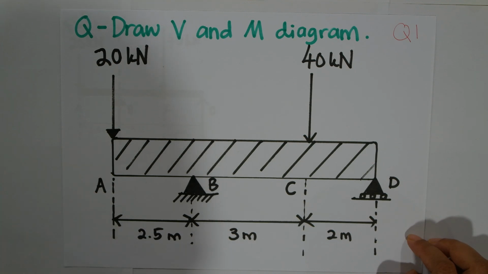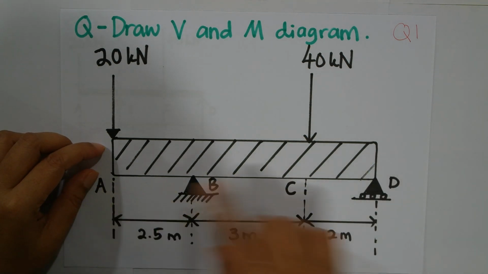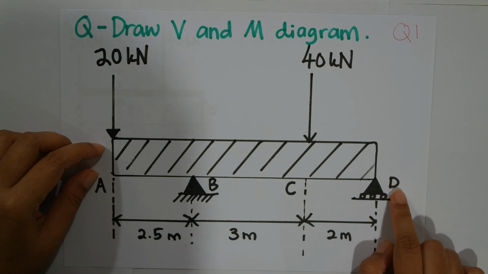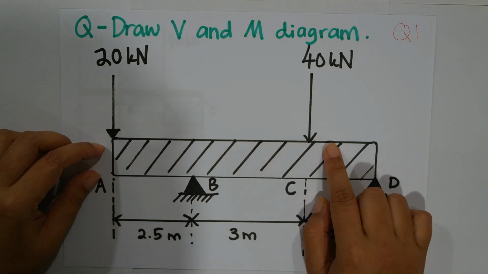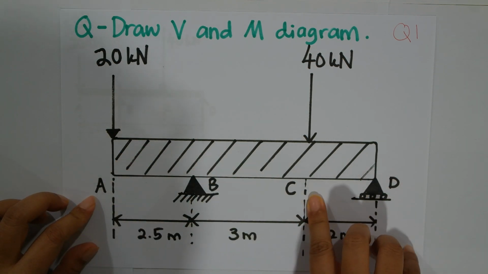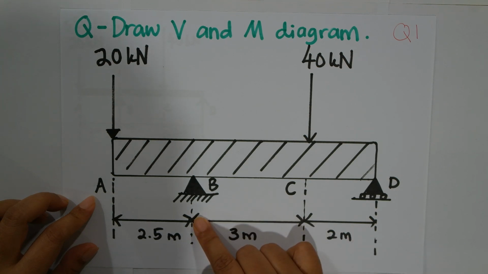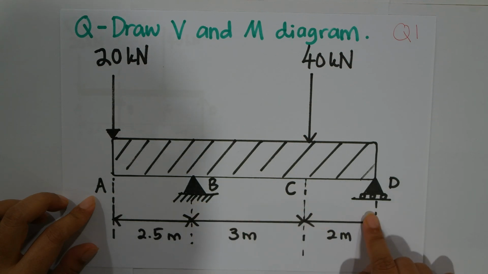The question in your slide says that you have a beam A to D and two loads on the beam: 20 kilonewton which acted at A, and 40 kilonewton which acted at C. From A to B is 2.5 meter, from B to C is 3 meter, and from C to D is 2 meter, right? And it is being supported by one pin and one roller.